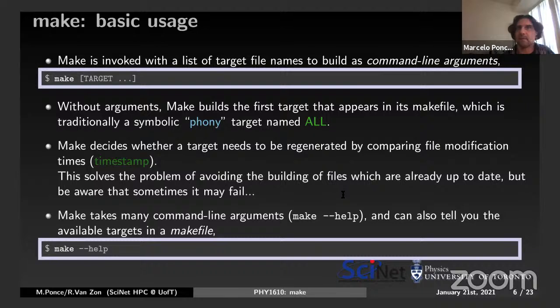Make has many command line arguments, and as with any command in Linux, you can do make --help, and you can see all the possible options that you can pass to make. One that is quite useful, as we're going to see in a second, is -f and then the name of a file, because instead of make looking for the makefile by default, you can specify a different makefile name.